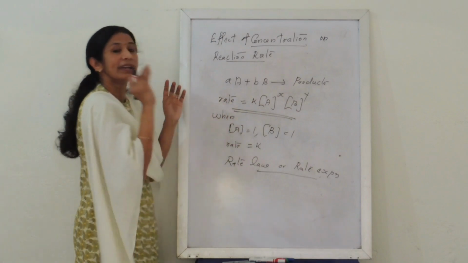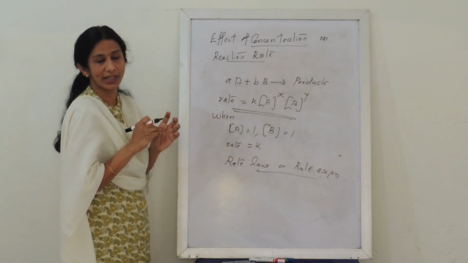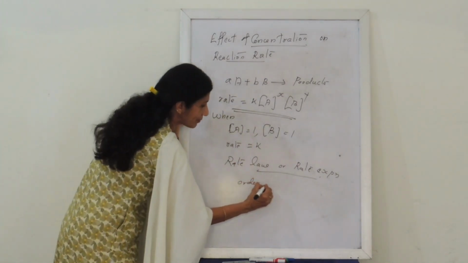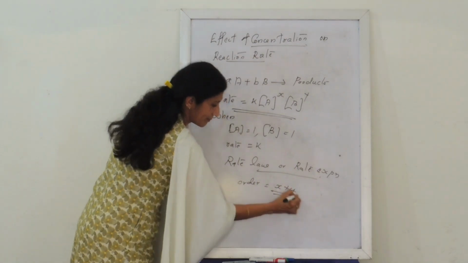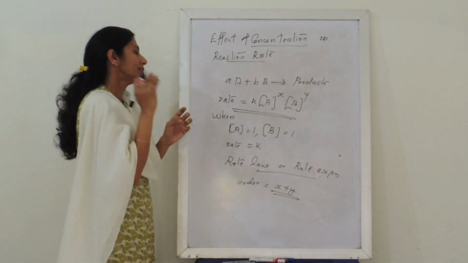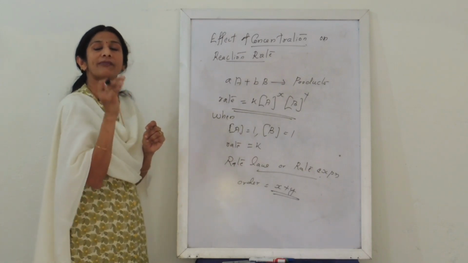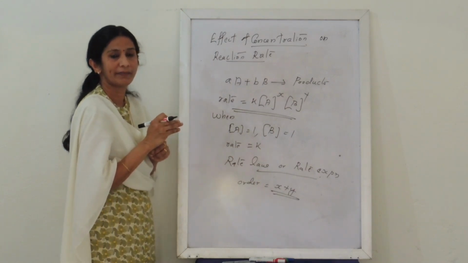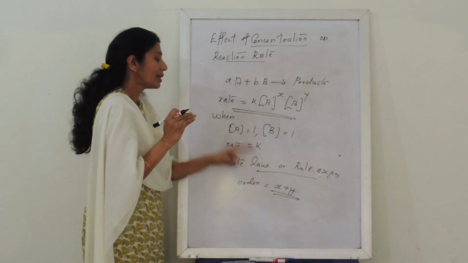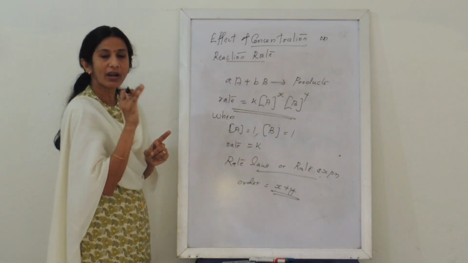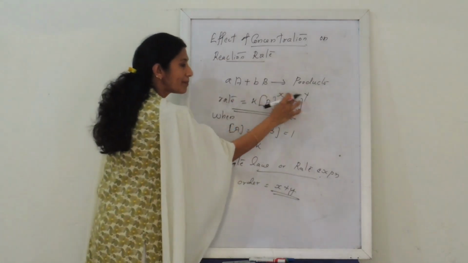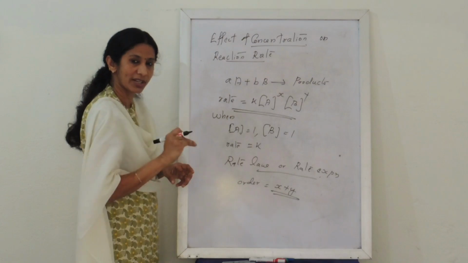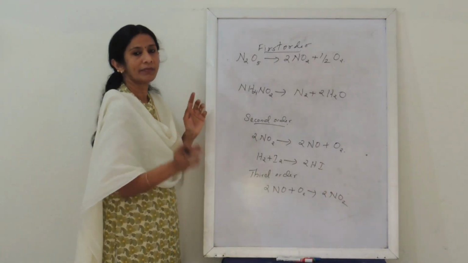അപ്പോൾ ഇനി എന്താണ് ഓർഡർ? Order of a reaction, that is the overall order of the reaction, order is equal to x plus y. ഇപ്പൊ എങ്ങനെ ഡിഫൈൻ ചെയ്യാം ഓർഡറിനെ? That is the sum of the powers of concentration terms in the rate law or rate expression is called the order of a reaction. The order of a reaction is the sum of the powers of concentration terms in the rate law or rate expression. Now, we will example നോക്കാം.